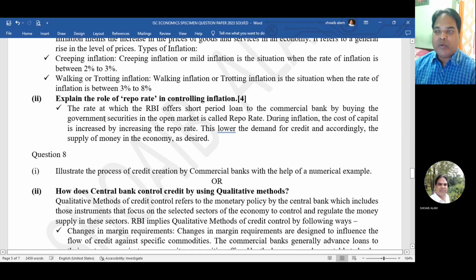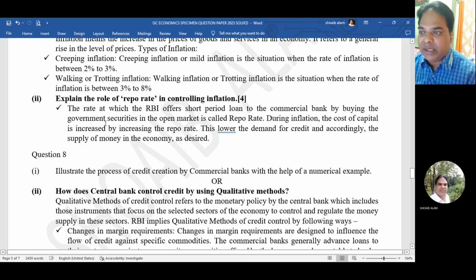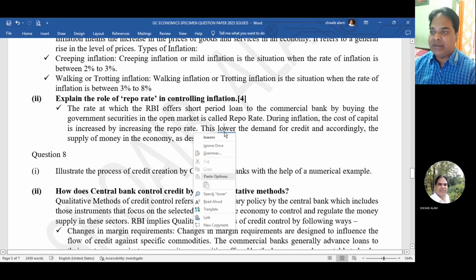Explain the role of repo rate in controlling inflation. The rate at which RBI offers short period loans to commercial banks by buying government securities in the open market is called repo rate. So during inflation, the cost of capital is increased by increasing the repo rate. This lowers the demand for credit and accordingly the supply of money in the economy as desired.